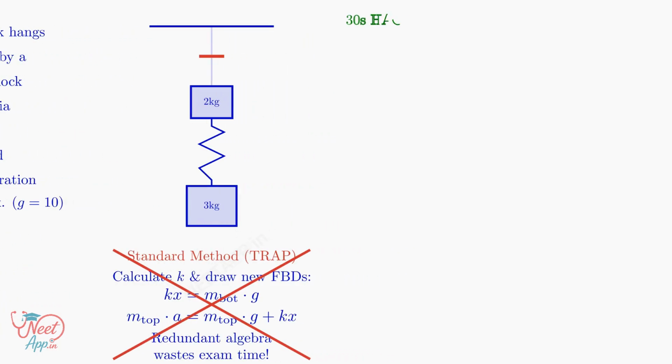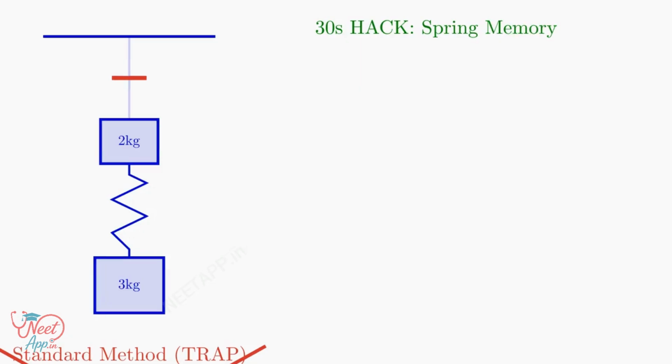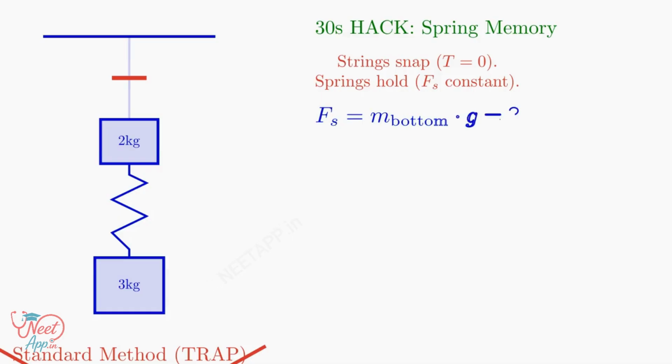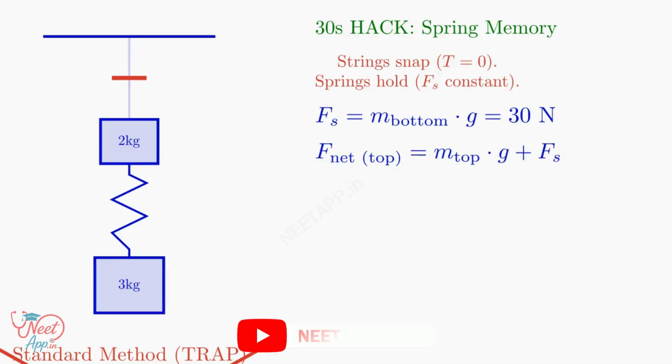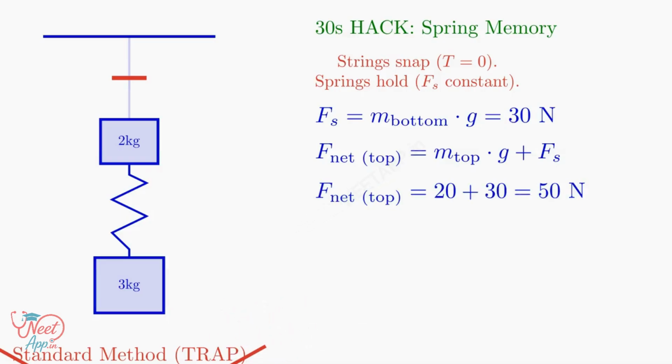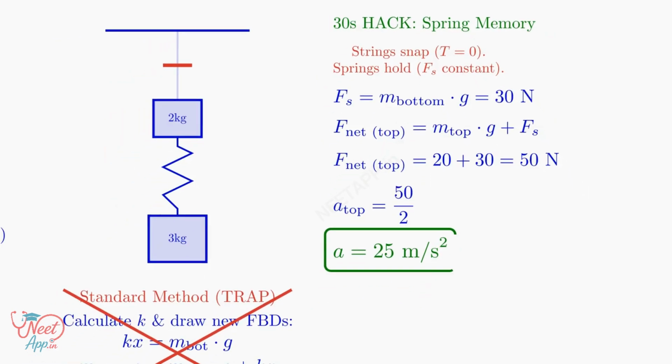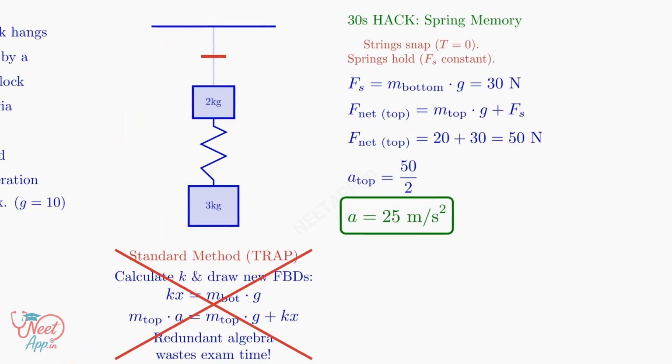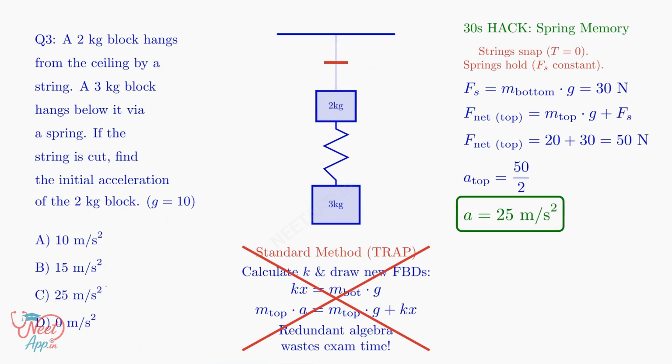Here is your 30-second spring memory hack. A spring remembers its force instantly, but a string loses tension immediately. Before the cut, the spring supported the 3 kg block, so its downward pull is 30 newtons. When the string vanishes, the 2 kg block feels its own 20 newton weight plus the 30 newton spring pull. Total downward force is 50 newtons. Divide by its 2 kg mass and you get 25 meters per second squared. Option C is correct. Remember, springs hold, strings snap.